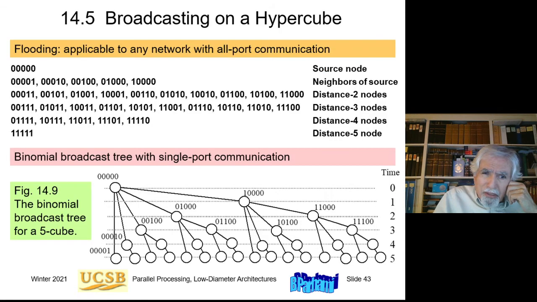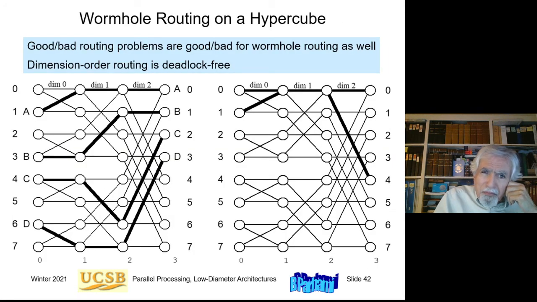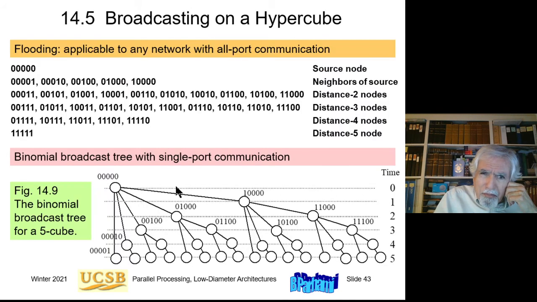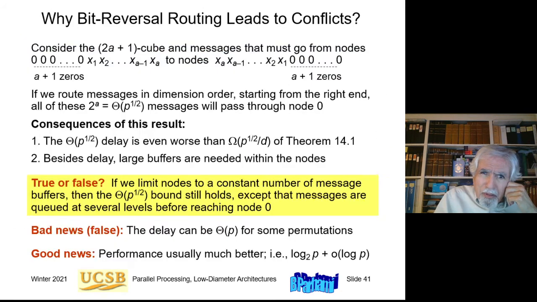Unfortunately, that's not a practical solution. Because the delay can now increase from square root of p, with large buffers, to order p if we limit the size of the buffers to 1 or a small number for some permutations. In other words, those messages that are blocked, there will be very many of them, and therefore potentially can increase the delay to order p.